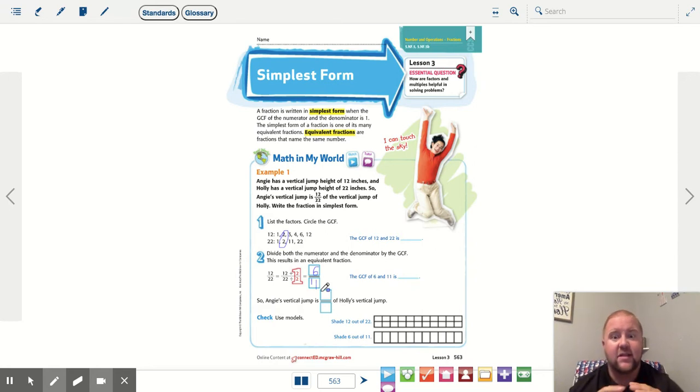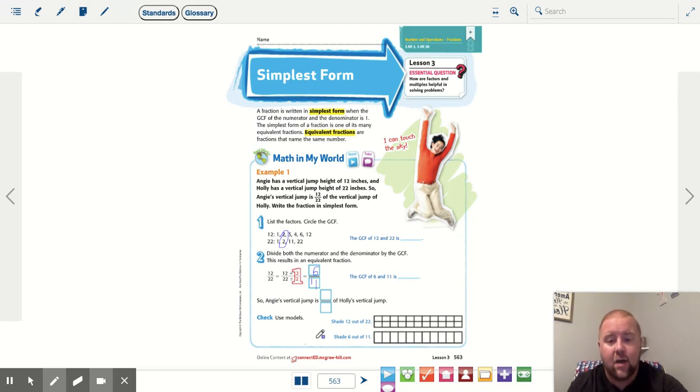Okay, it is still equal. 12 over 22 is equal to 6 over 11, but it's just written in a different way. Okay, and if we're able to use fraction tiles for some of these, you'd be able to see, and we'll try to draw a couple of them just to make you understand that they are still equal. They still cover the same amount, but they are just written a little bit differently.